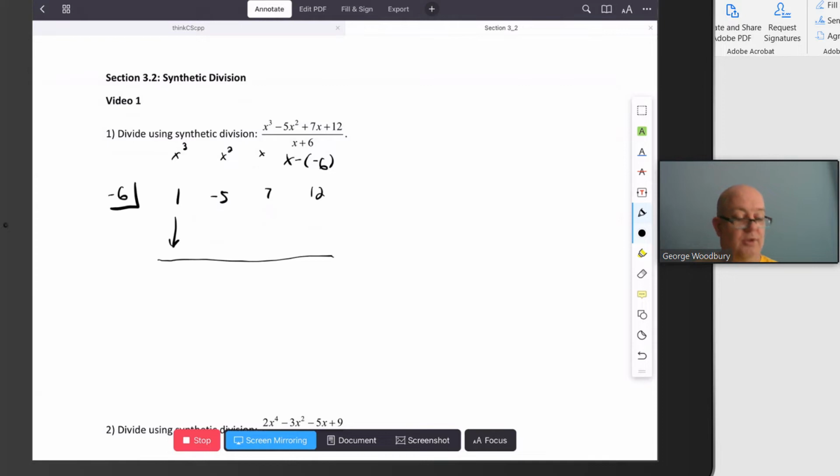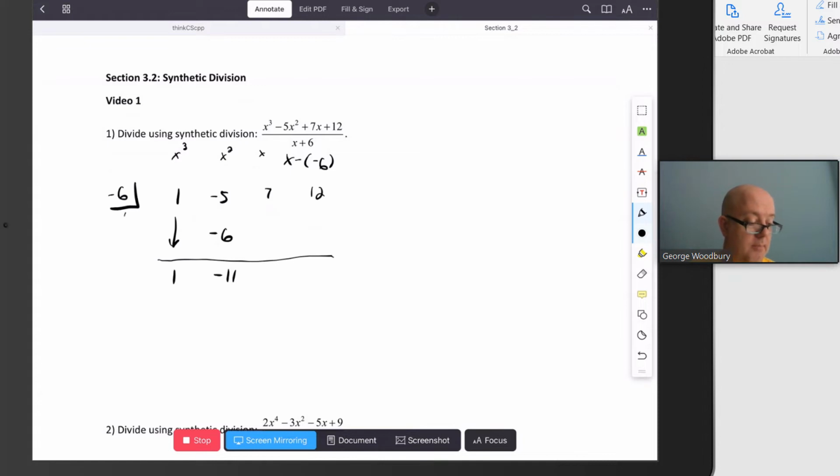First thing we do is bring down the leading coefficient as is. So that's going to be a 1. Now we multiply -6 times 1, and we put that result here. -6 times 1 is -6. Write it underneath the next number in the line, -5, and combine those two. -5 plus -6 is -11. The 1 is going to be the coefficient of the x squared term in our answer. The -11 is going to be the coefficient of the x term.